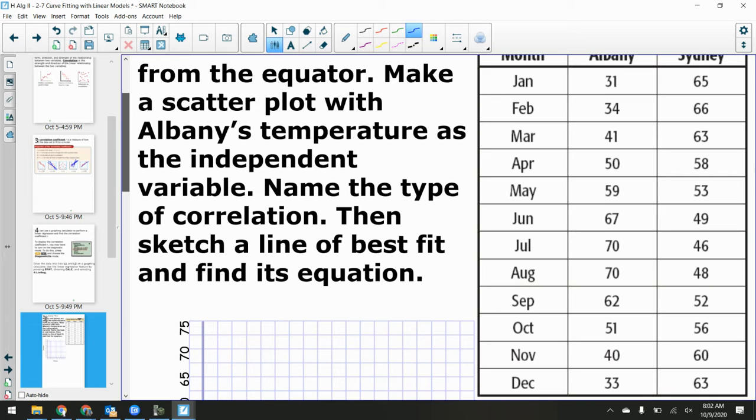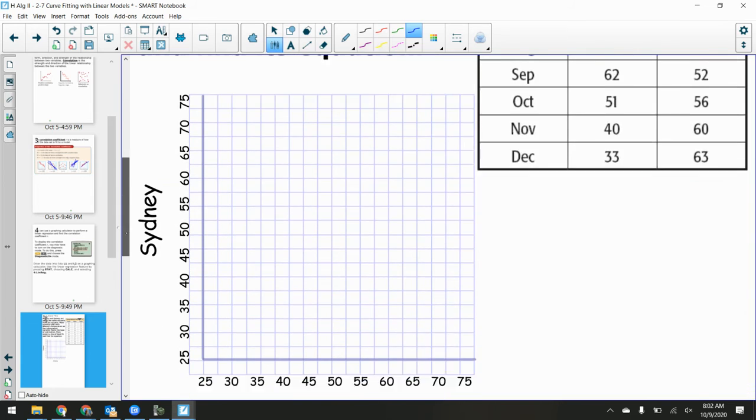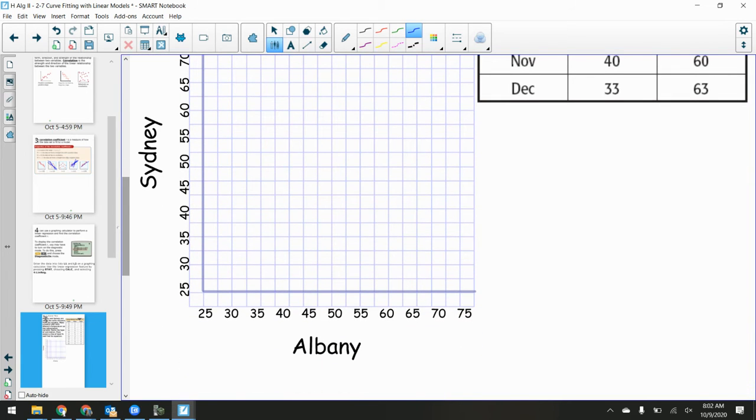Now, it says to make a scatter plot. I hesitate to even actually make this scatter plot with you. We would all be able to make a scatter plot, right? I mean, just plot the points. January is 31, 65. So I would go 31, 65, and I would put my dot there. And guess what? Here's your scatter plot for you. Hey, and we see some sort of negatively sloping trend.